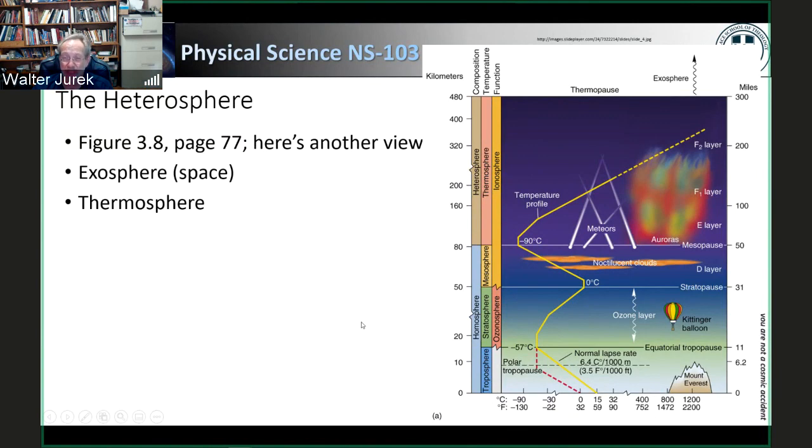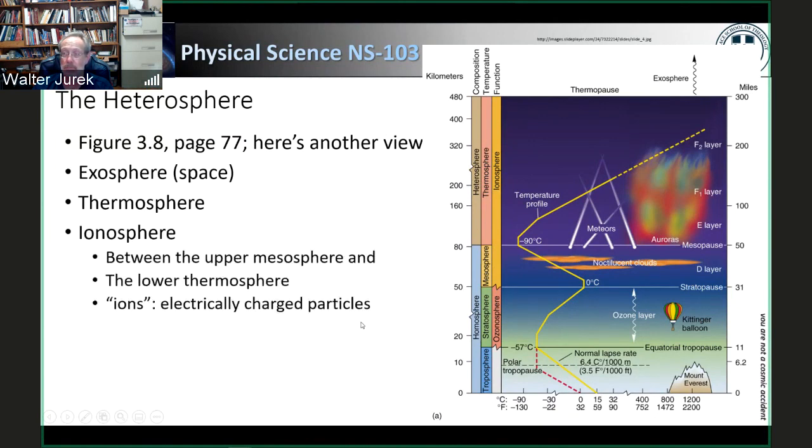And then we got this other layer called the ionosphere. And it's just below the thermosphere. And it's called the ionosphere because it has these things called ions, and ions are defined as electrically charged particles.